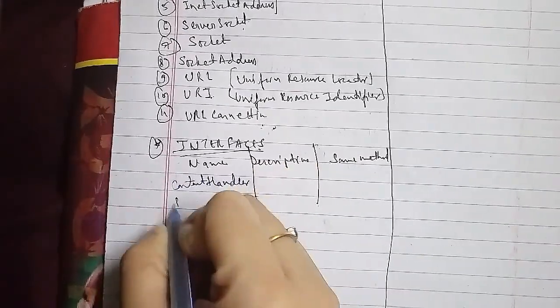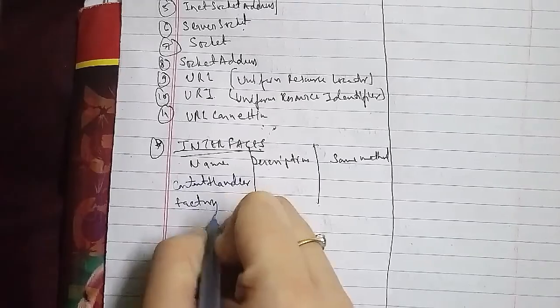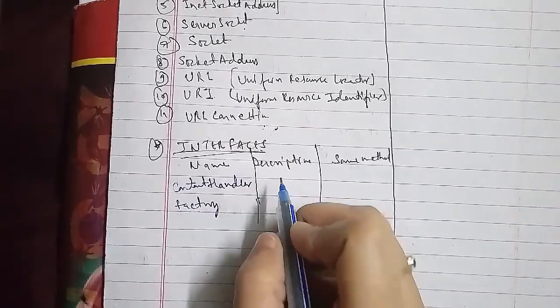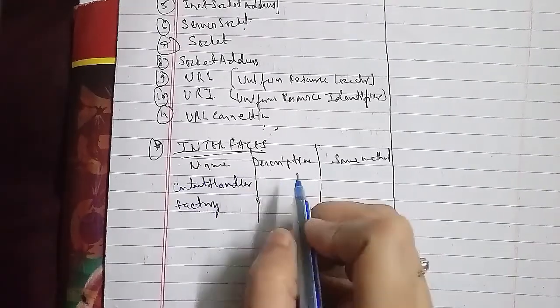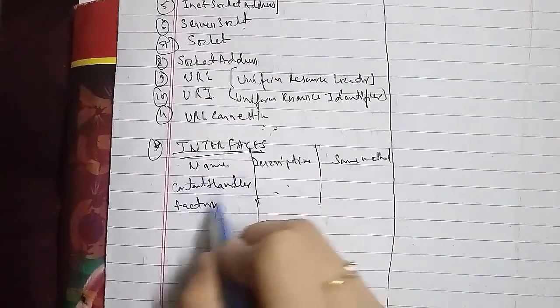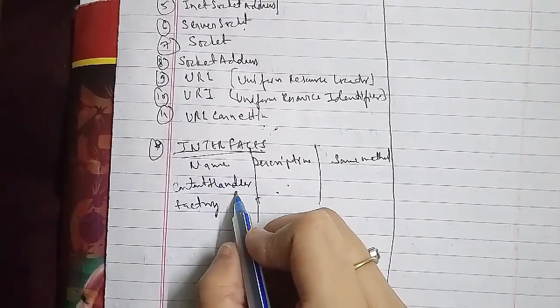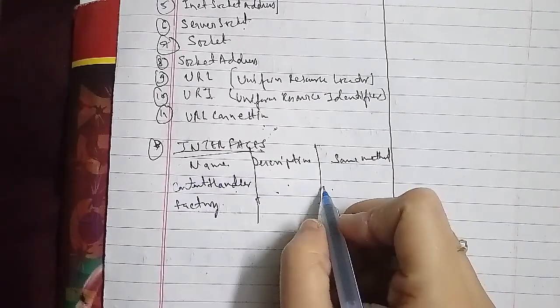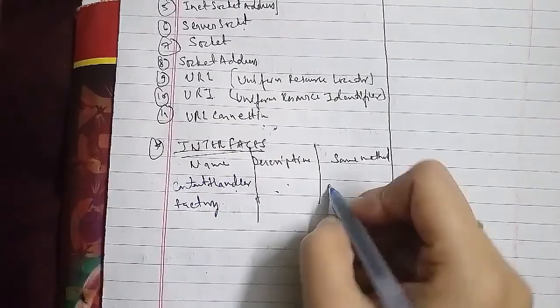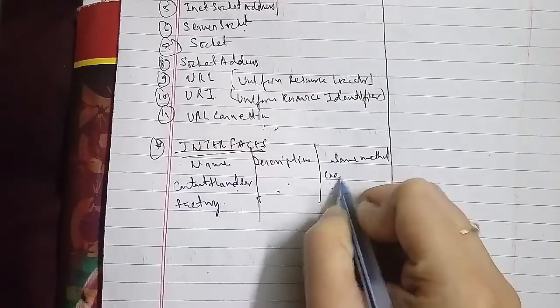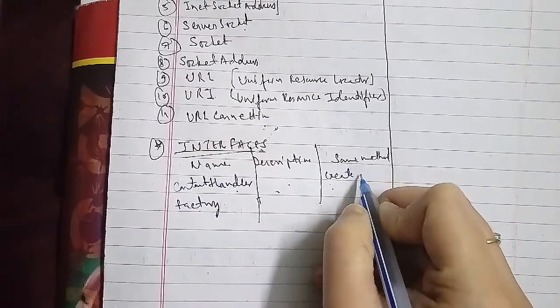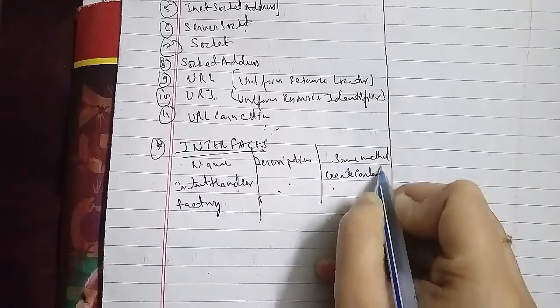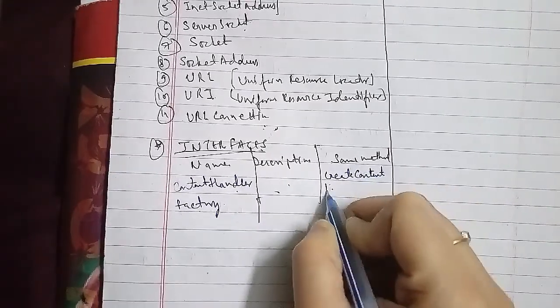So just I write it down, create content handler, that is a string mime type, that creates content handler.